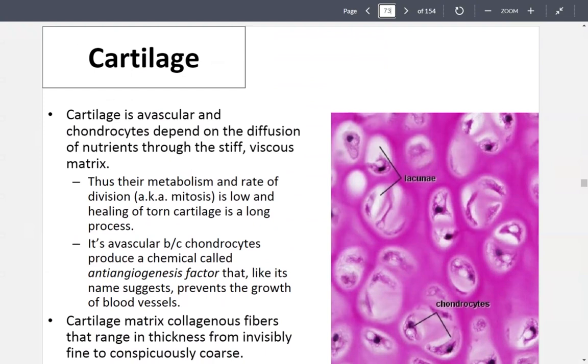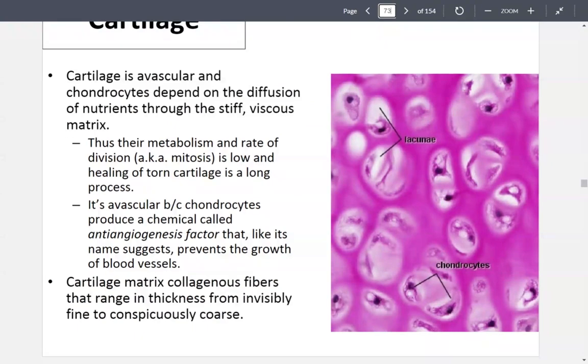All right, cartilage. Cartilage is avascular, and the chondrocytes are going to depend on the diffusion of nutrients through that stiff, viscous matrix. Their metabolism and rate of division, aka mitosis, is going to be low, and this is actually why the healing of torn cartilage is a long, slow process. So you tear your rotator cuff, you have a torn meniscus in your knee. It takes forever to heal. This is why there's not a lot of blood flow to that region.